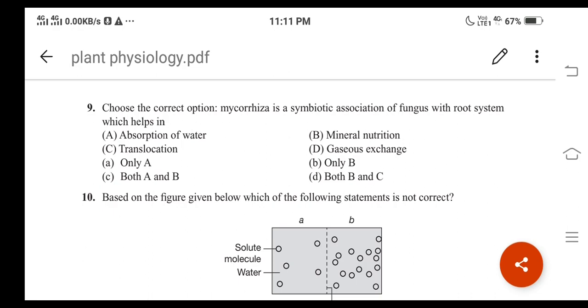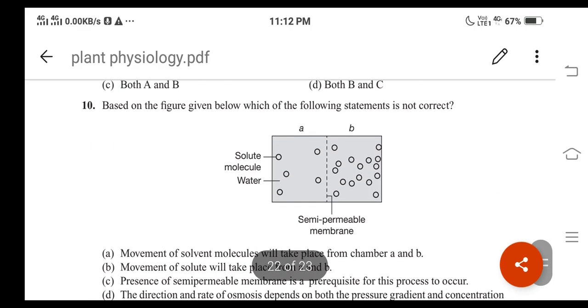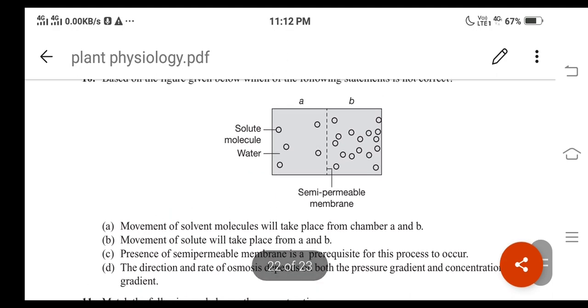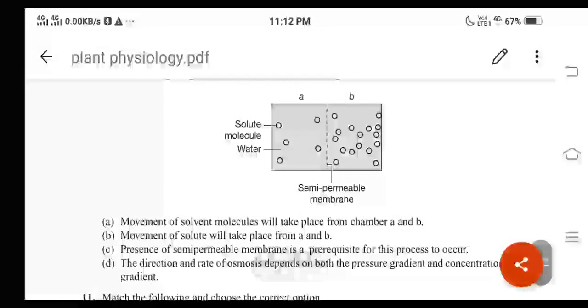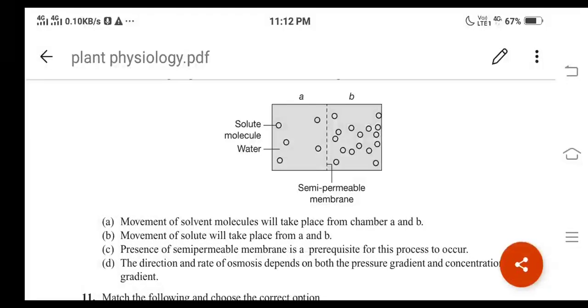Based on the figure given below, which of the following statements is not correct? What are the different options here? They have given an activity regarding osmosis. Option A, movement of solvent molecules will take place from chamber A to B. This is correct only. And B, movement of solute will take place from A to B. This is an incorrect statement because movement of solvent molecules will take place from A to B. So option B is the incorrect statement.